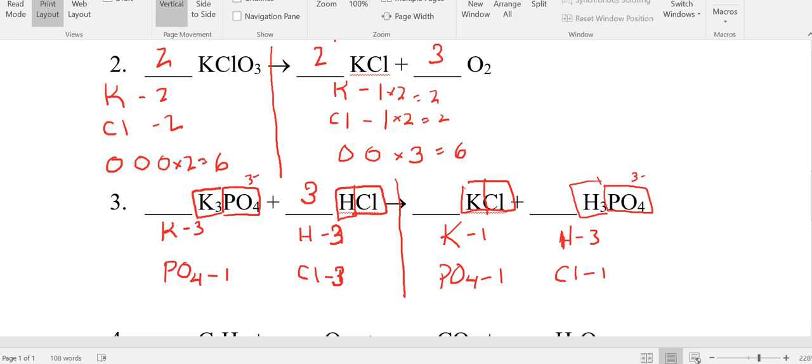Now the chlorines are off, so maybe the best bet is to triple the amount of chlorines here. That also triples the amount of potassium here. Okay, so then everything is good. 3, 1, 3, 3, 3, 1, 3, 3. And so it's going to be a 1, 3, 3, 1.